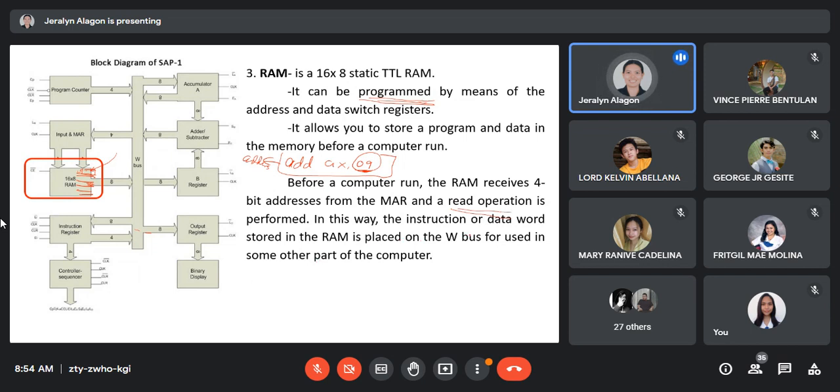In this way, the instruction or data word stored in the RAM is placed on the W bus for use in some other part of the computer. So here, once the instruction or the data is placed from the RAM, then it can be accessed. It is placed on the W bus here for access for the rest of the components or parts of the entire computer system. Okay, understood?